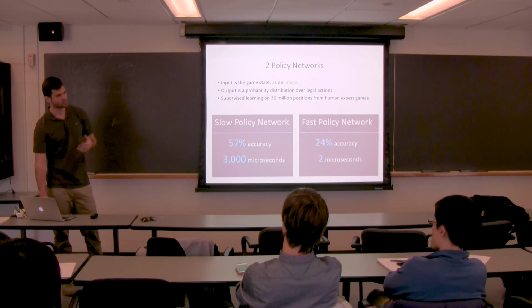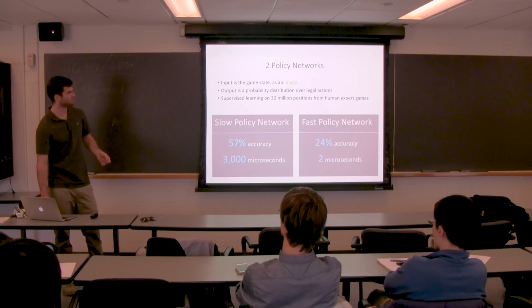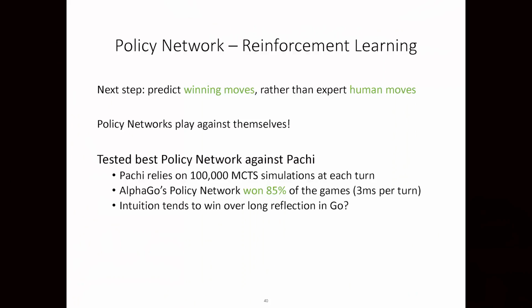The AlphaGo team is like, that's not our goal. We don't want to predict an expert move. We want to predict a winning move. And so to do that, they took their policy network and then they would use reinforcement learning. So that's where you play the network against iterations of itself in order to hone in a better policy that's geared towards winning moves.